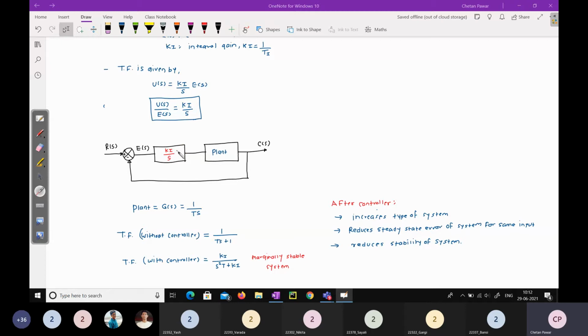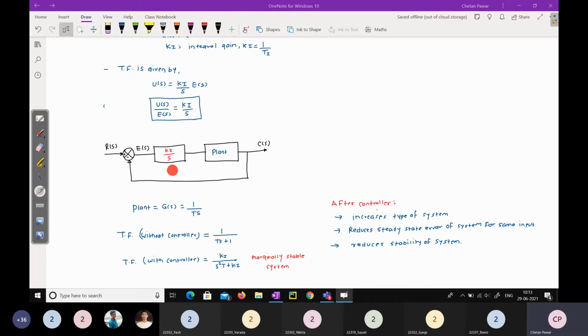Okay, now when we include this particular integral controller here, what will be the type of the system? The plant transfer function is 1/(Ts), and I am including this integral controller. Initially the type of the system is 1. Now if I include this particular block, what will be the type of the system? Type 2, right?